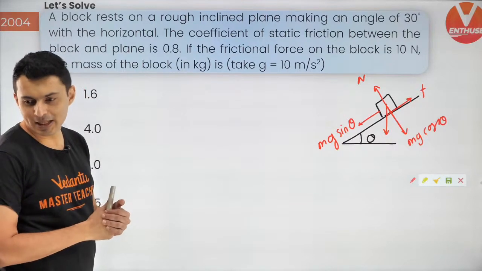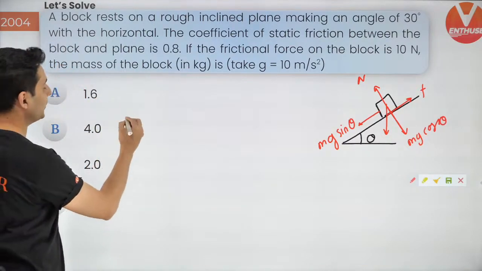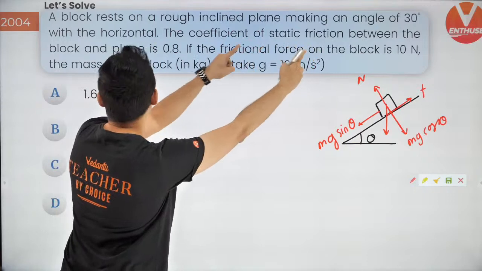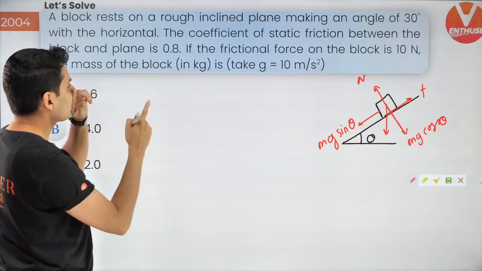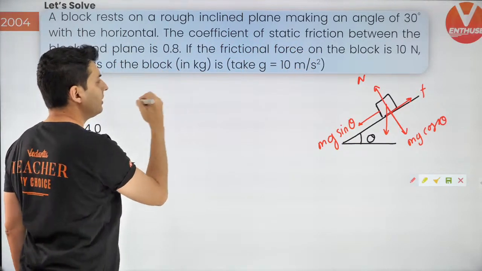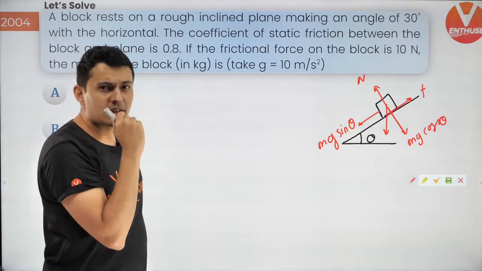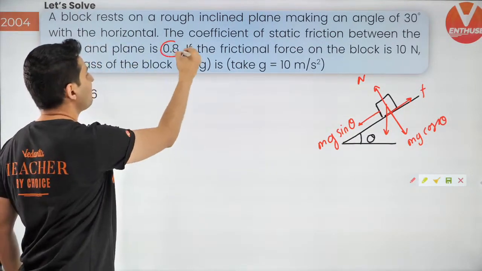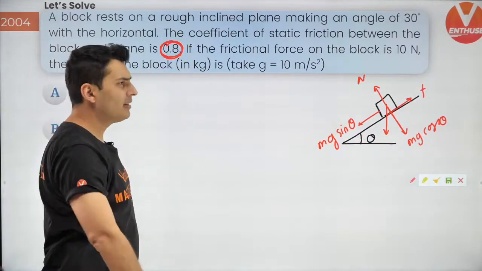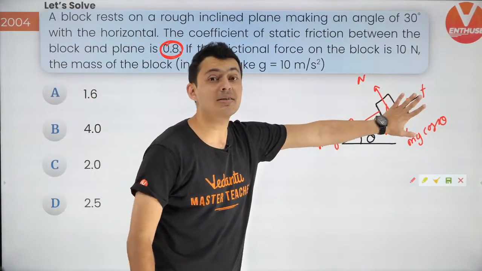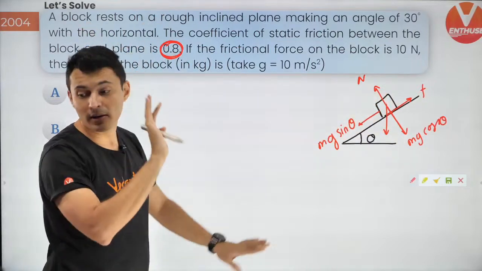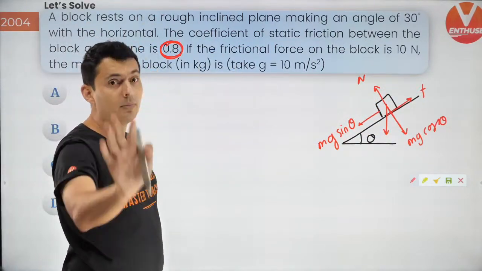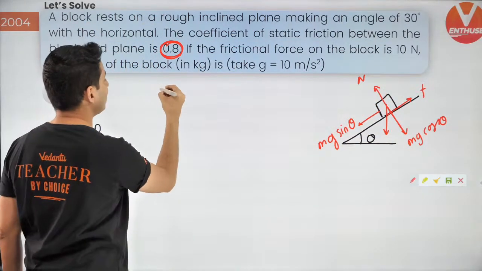Okay, four. Well, I'll tell you what you should do. See, the angle of inclination is 30, okay? So what will be the friction? Will it be maximum? I don't think so. Look at this coefficient of friction, it is 0.8. 0.8 is huge friction, so I don't think friction is going to be mu n, that is wrong. No, it is not going to be mu n, because think of it this way.